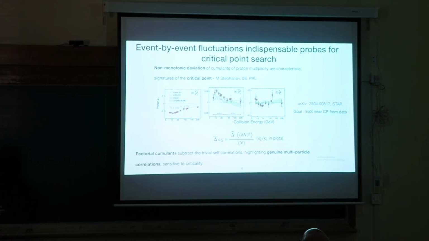So yesterday we saw these plots. These were the factorial cumulants for proton multiplicities from the beam energy scan. And as I mentioned, non-monotonic deviation of cumulants of proton multiplicities, or in general particle multiplicities, are characteristic signatures of the critical point.